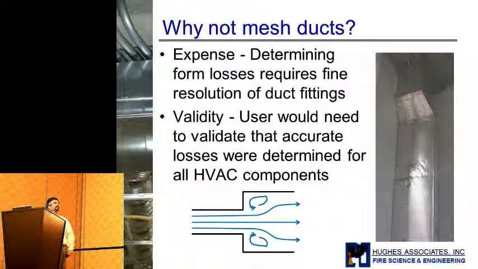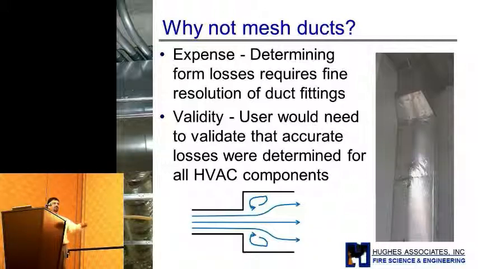So one question that might occur is, well, we're doing CFD, just mesh the ducts and be done with it, right? Well, this would be very costly for a typical calculation. For example, if you wanted to actually resolve turbulent flow in a duct, you'd be needing to put 10 to 20 grid cells across the diameter of a duct. And in a room like this, with the length of ducts that you'd have in a space like this, that's just not affordable. And secondly, how in the heck would you ever validate that?